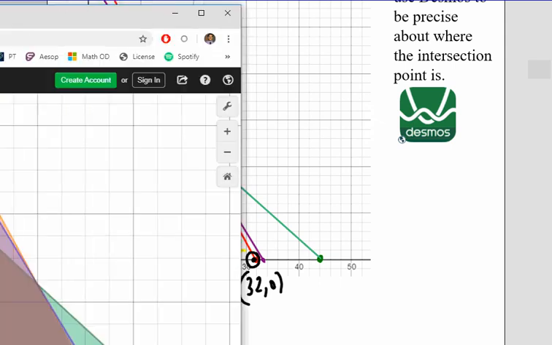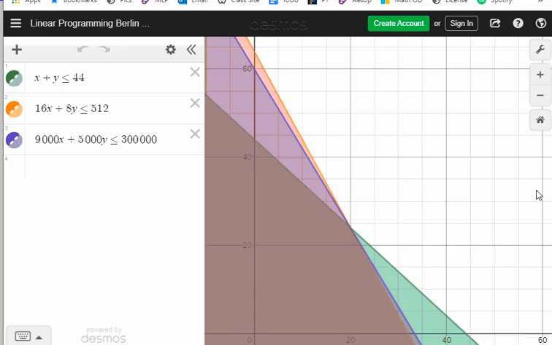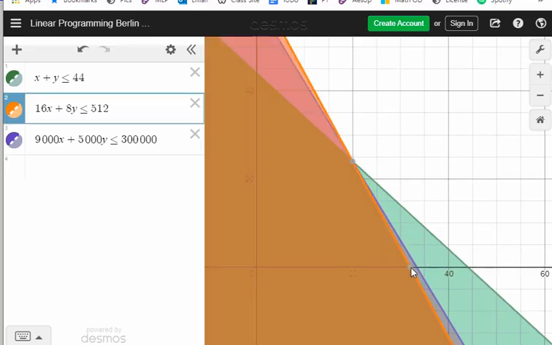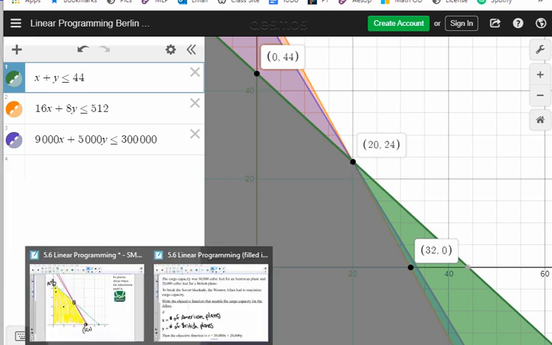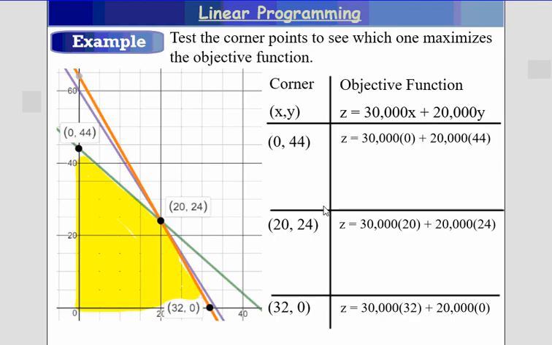And when I ask Desmos to graph it, there's the graph. There's our corner points we said right there. There's the 32, 0. There's the 0, 44. And I also want that one. It's 20, 24. So the last point would be 20, 24. So the points I need to check are one of those three. I'm going to plug the coordinates for each of those points into the objective function and find which one makes the objective function as large as possible. And then that's going to be the correct combination that I would want to use.